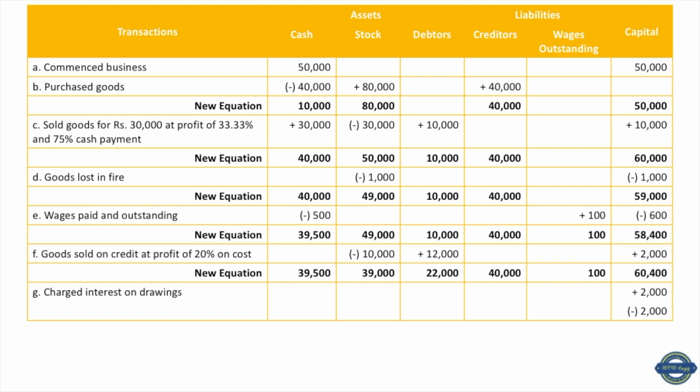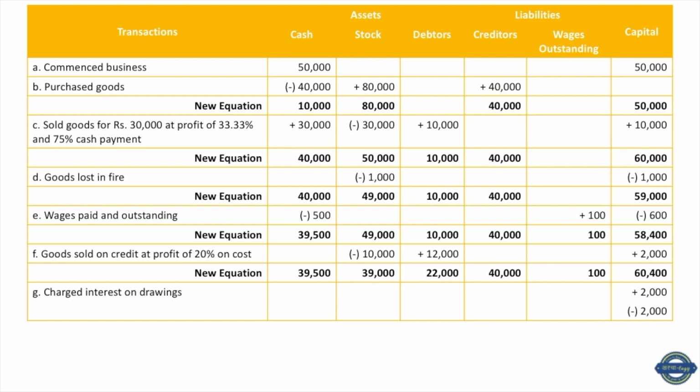Charge interest on drawings. This is something new that we have not seen in the previous questions. Drawings, let's understand what is drawings. Any amount that has been withdrawn by the owner of the business is drawings. And since this is something that has been withdrawn, he has taken this amount from the business. Therefore, the business can charge an interest on this drawings because that money belongs to the business and he has taken this out.